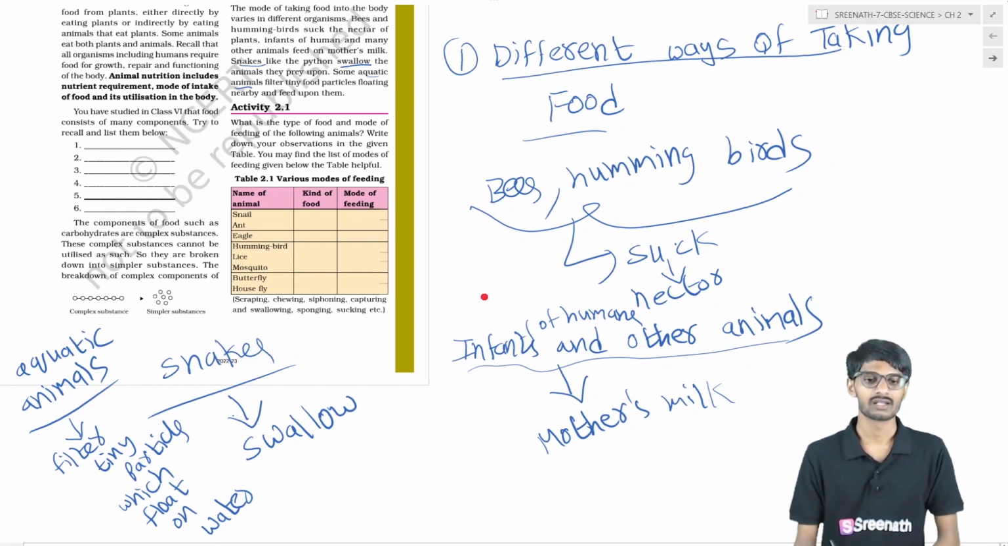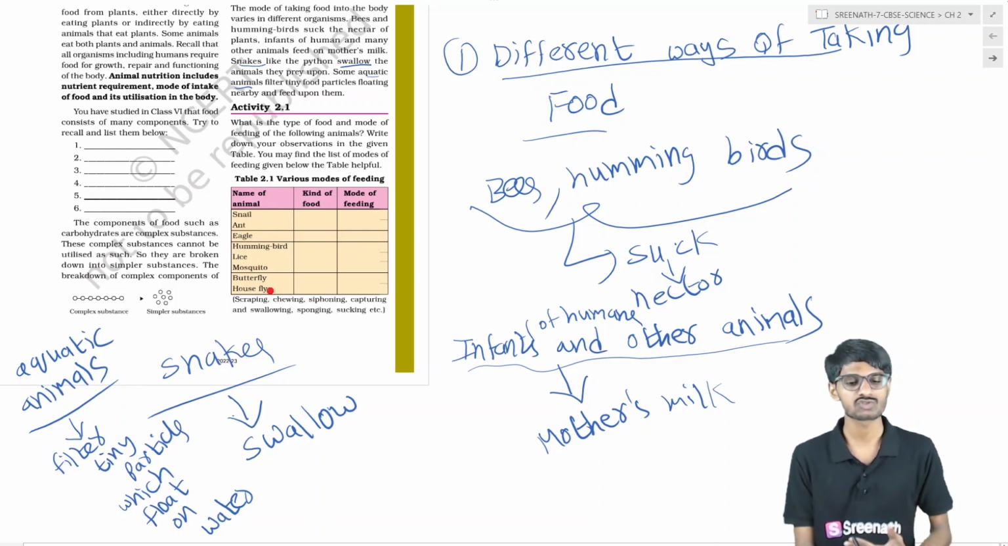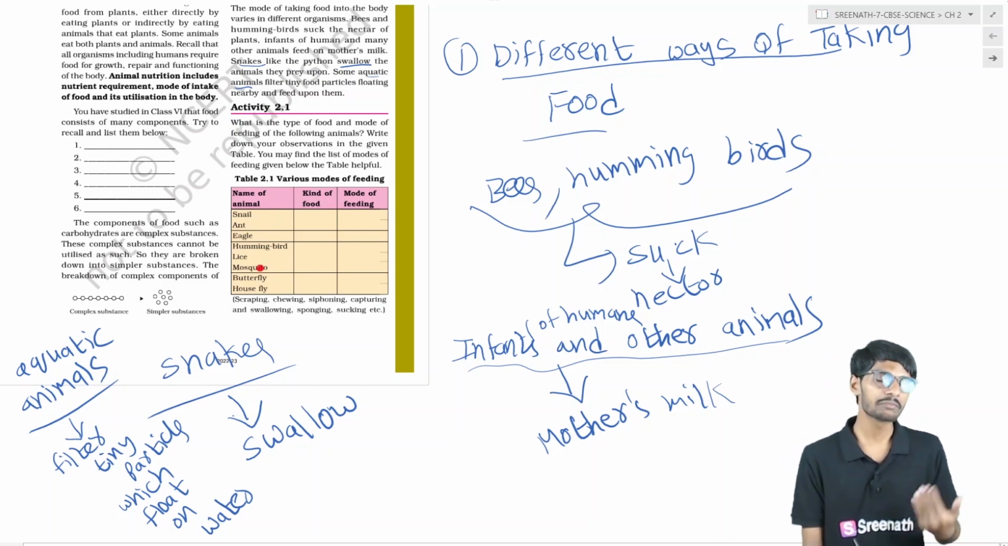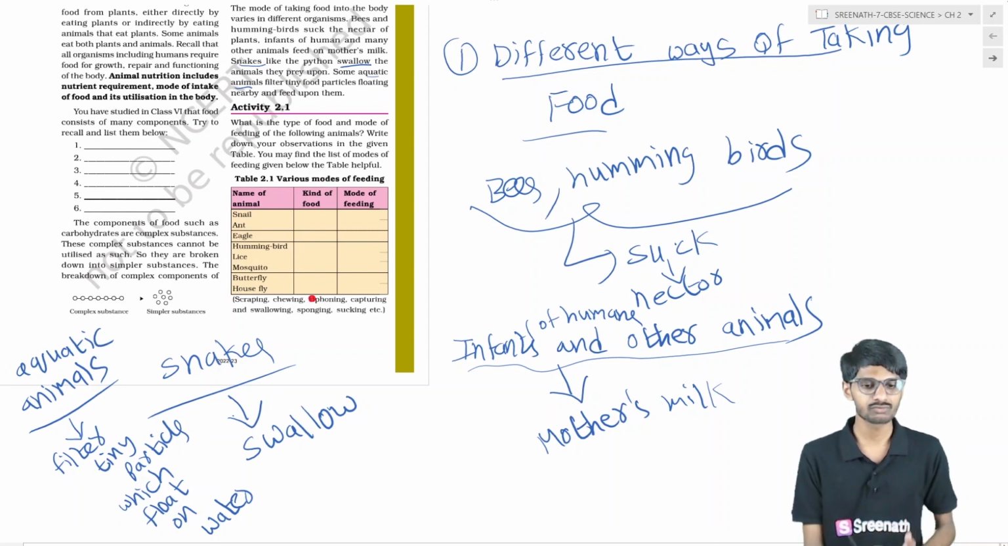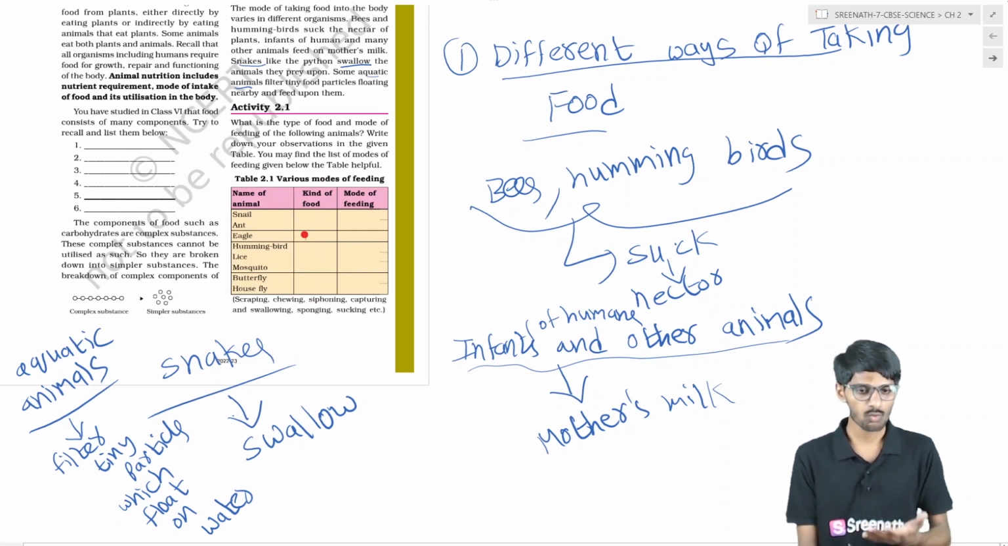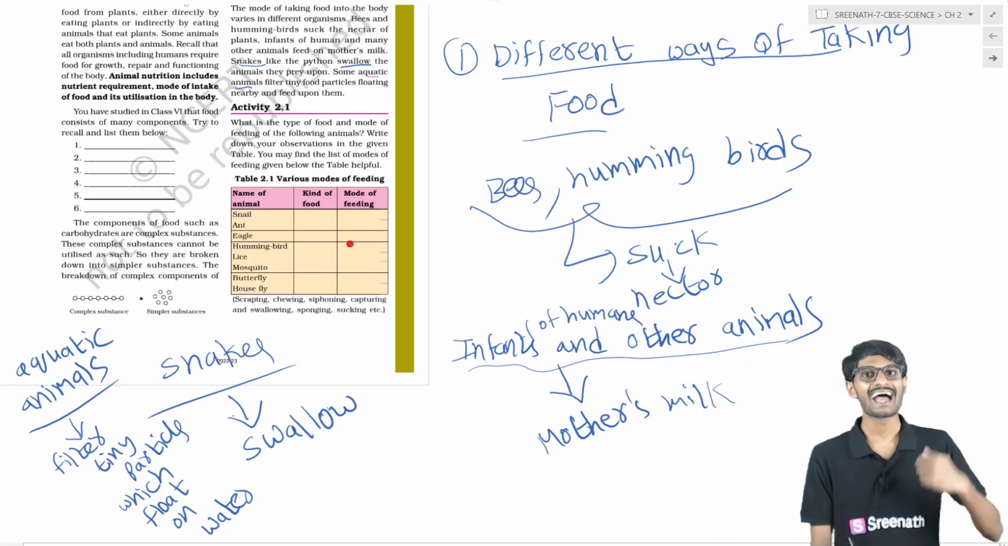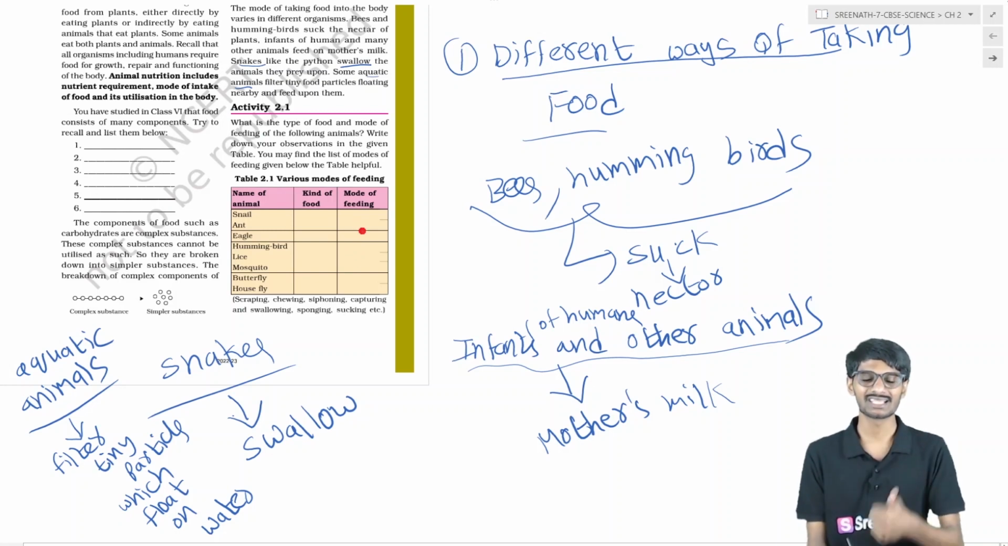Okay students, now what is our activity? This is the name of the animal: snail, ant, eagle, hummingbird, lice, mosquito, butterfly, housefly. You are familiar with these animals, and you have to find out what kind of food they are eating, and one more thing, what mode of feeding. So how they are eating, what kind of food they eat, and you have to fill in this table.